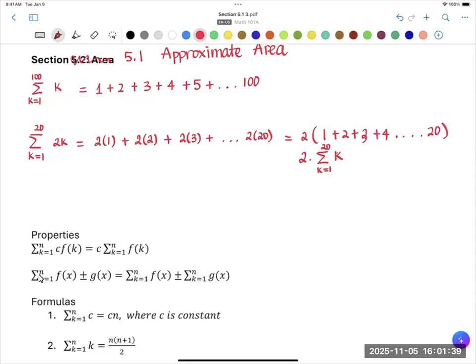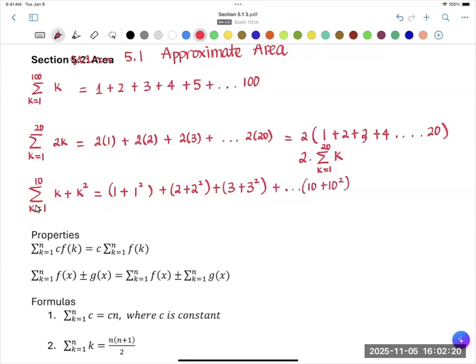The next property says that if you have the summation of two different terms, you can find the summation of each individual term and then add or subtract them later on. For example, if I have the summation of k equal 1 to 10 of k plus k squared, then when k is 1, I have 1 plus 1 squared. When k is 2, I have 2 plus 2 squared. When k is 3, I have 3 plus 3 squared. And so on until 10 plus 10 squared.